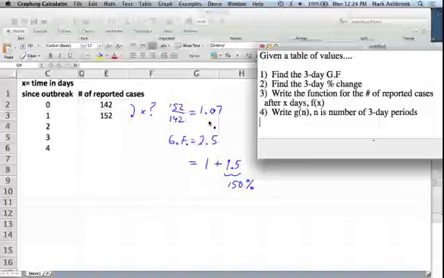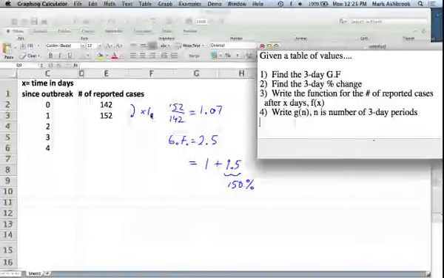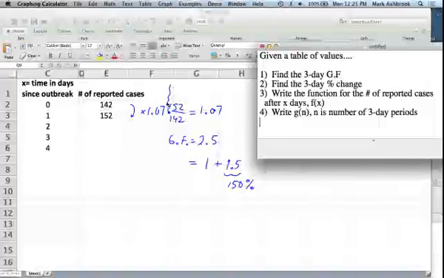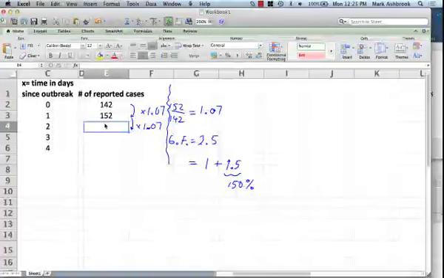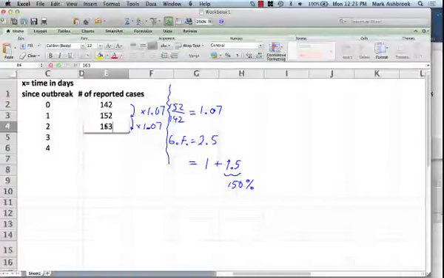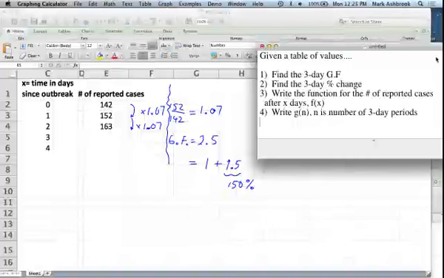Anyway, we got 1.07. So we're multiplying by 1.07 always to do what? What does it give us? The next output, 1 day later, right? So do it one more time, times 1.07. This is number of cases, people infected. So 163. Okay? Etc.